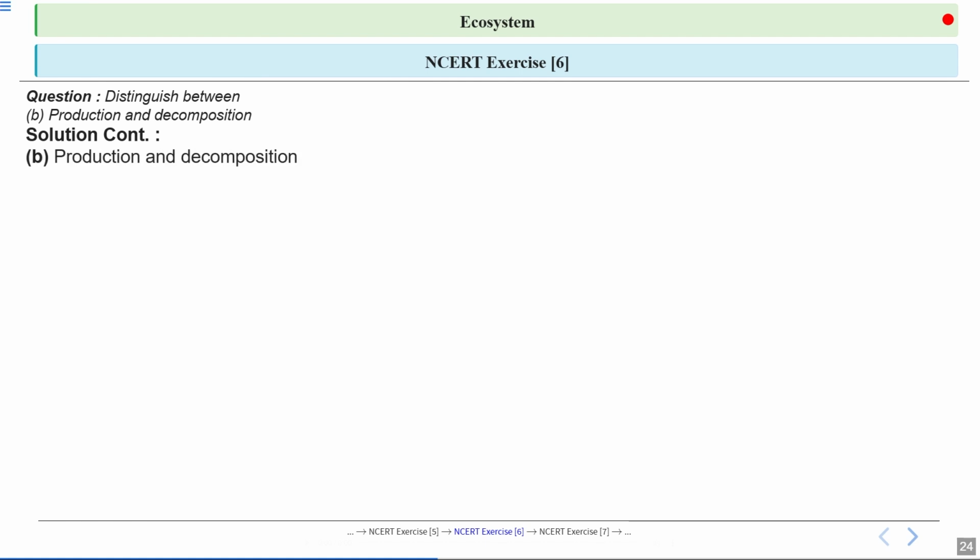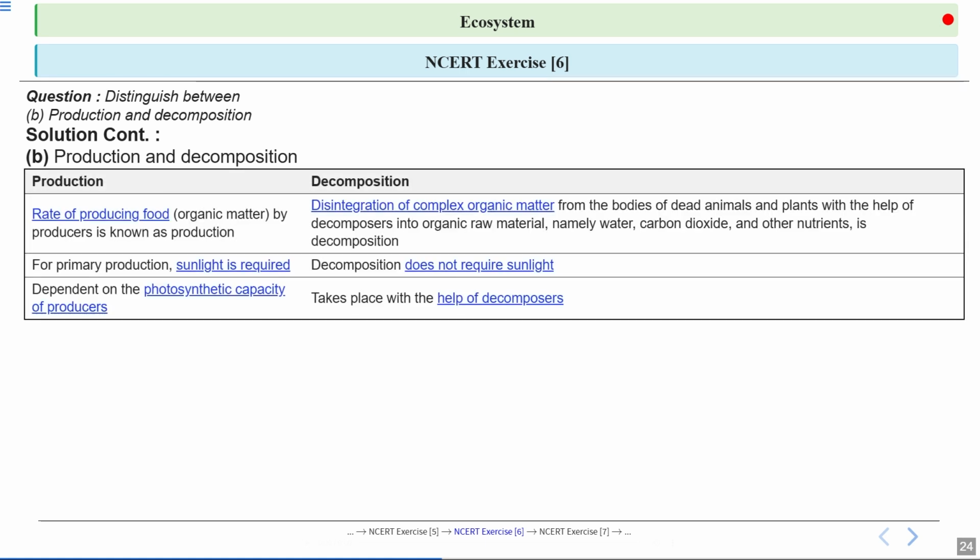Let's discuss differences between production and decomposition. Now, production is the process by which producers like plants make their own food using sunlight, water, and carbon dioxide through photosynthesis. So this creates organic matter which forms the base of the food chain. Decomposition, on the other hand, is a breakdown of dead organic matter by decomposers such as bacteria and fungi, converting it into simpler substances like water, carbon dioxide, and nutrients that can be reused by other organisms. So decomposition does not need sunlight and relies on decomposers to recycle nutrients in the ecosystem.